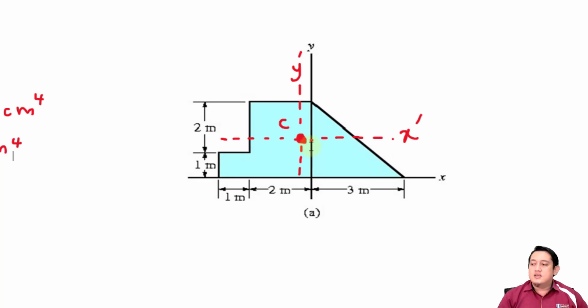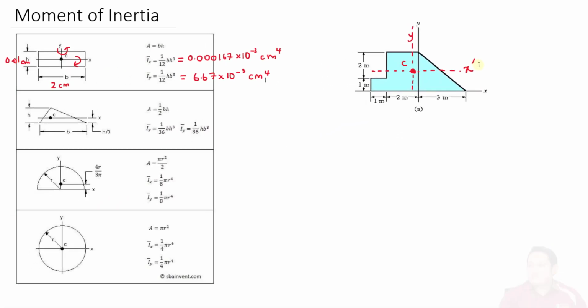What is the centroidal axis? The centroidal axis is the axis that goes through the centroid of this whole area. The centroid of this whole area is located here. So this is the centroidal axis x prime, and this is the centroidal axis y prime. Let me show you the equation to calculate the moment of inertia about the x or y axis and the moment of inertia about the centroidal x and y axis.